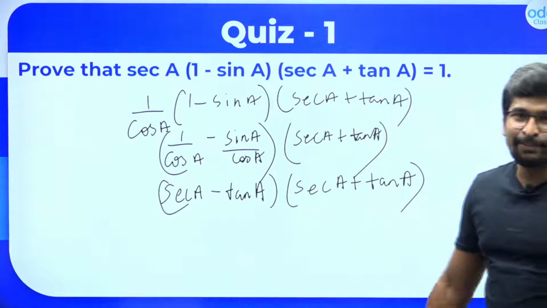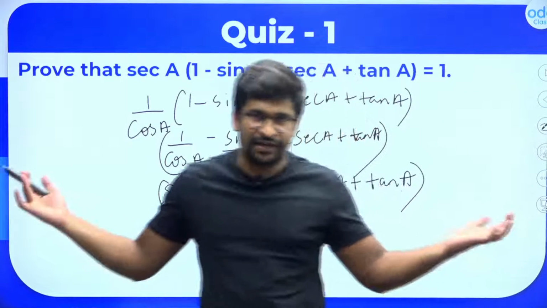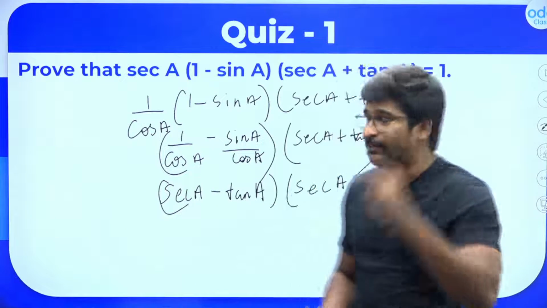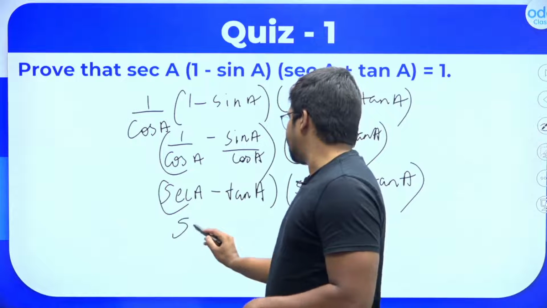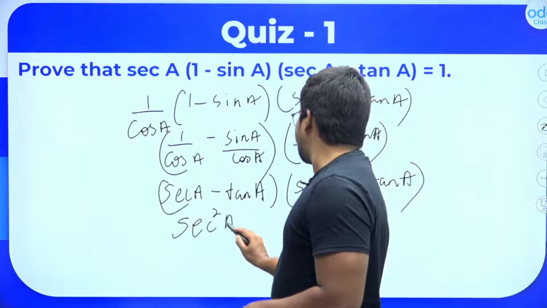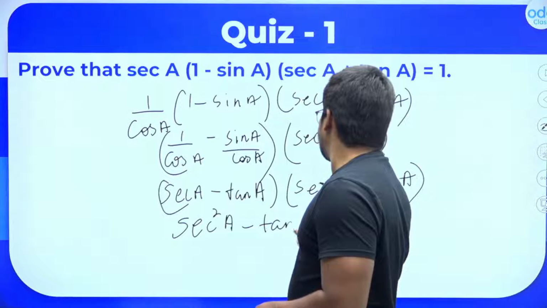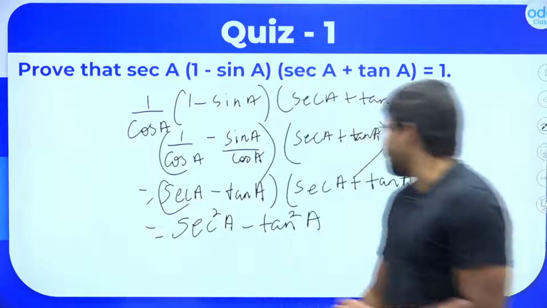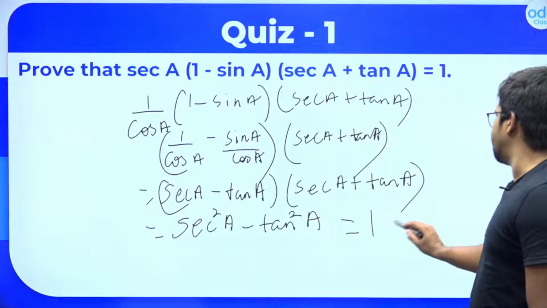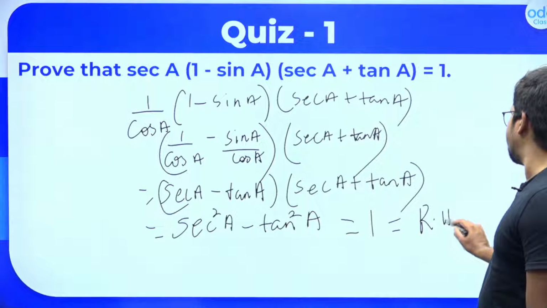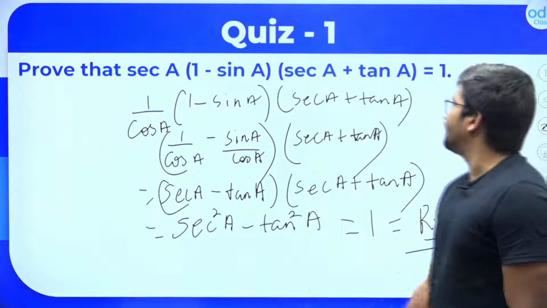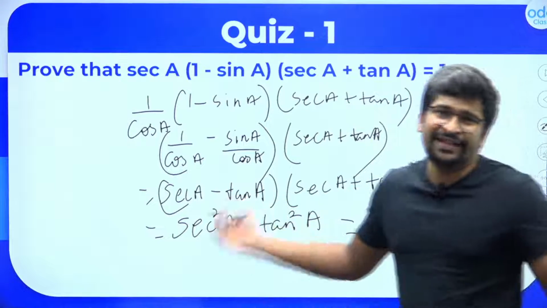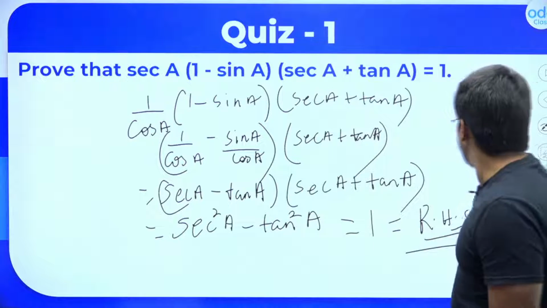Now do you see an (A plus B) into (A minus B) form here, my dear friends? You know that (sec plus tan A) into (sec minus tan A) is nothing but sec square A minus tan square A, right? What is sec square A minus tan square A? You know that it is equal to 1, which is nothing but our RHS. Hence it is proved that the expression is 1. One very simple question it is. Correct?